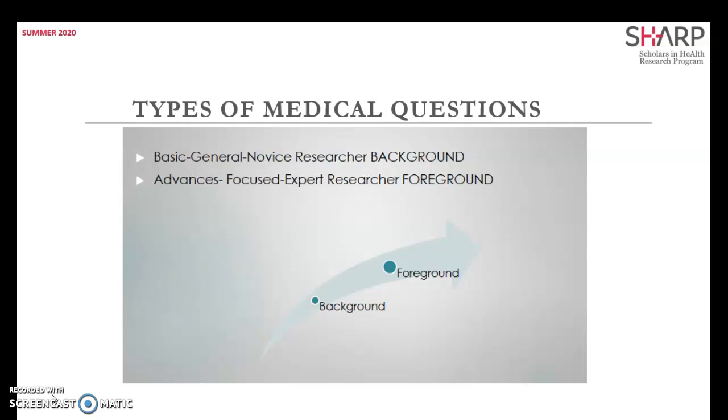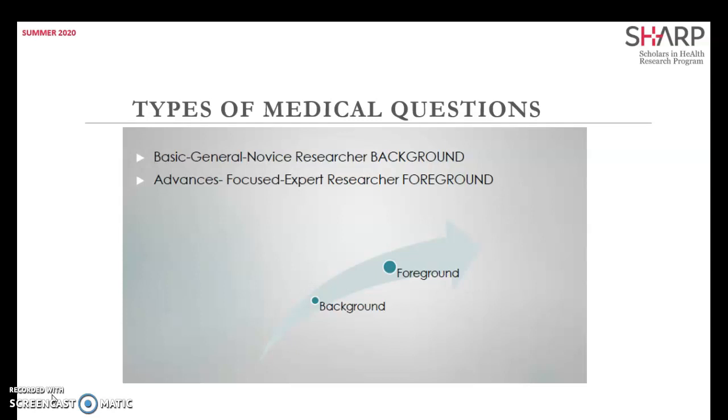If you're looking for basic information on the descriptions, causes, symptoms, progression, treatment, outcomes, diagnostic tests, etc., or if you know a little about a topic and need foundation information, an introduction, or general information, you'll be looking into the background question. What are the resources for background questions? Mainly book chapters or textbooks.